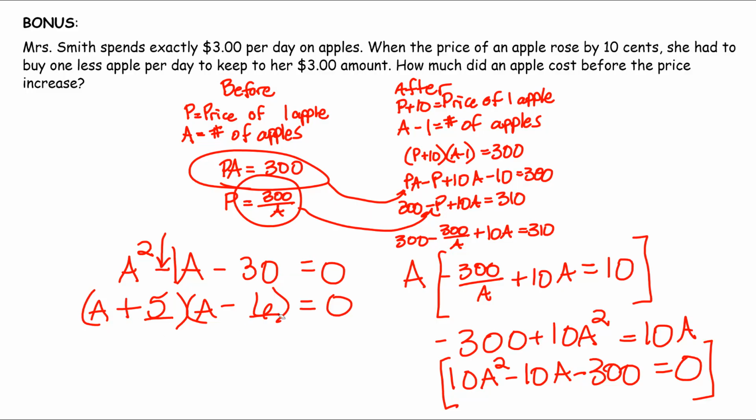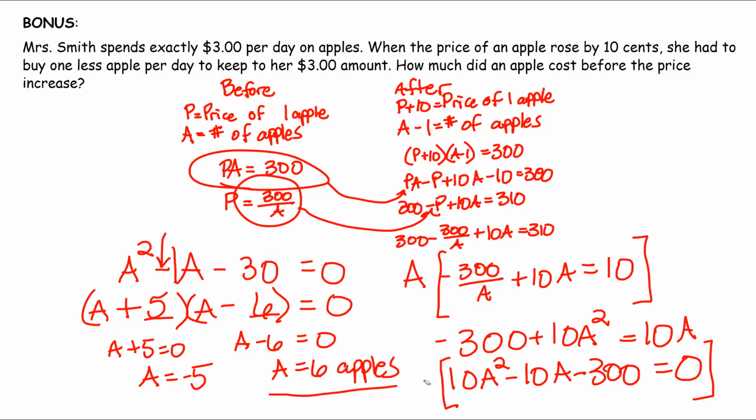And when you have two things that multiply together to give you 0, you know that one of them has to be 0. So either A plus 5 is 0, or A minus 6 is 0, which means that A is negative 5, which would be impossible. An apple is not a negative thing, it's a positive thing. So this tells me that A is 6 apples. So that's how many apples she originally bought, was 6.